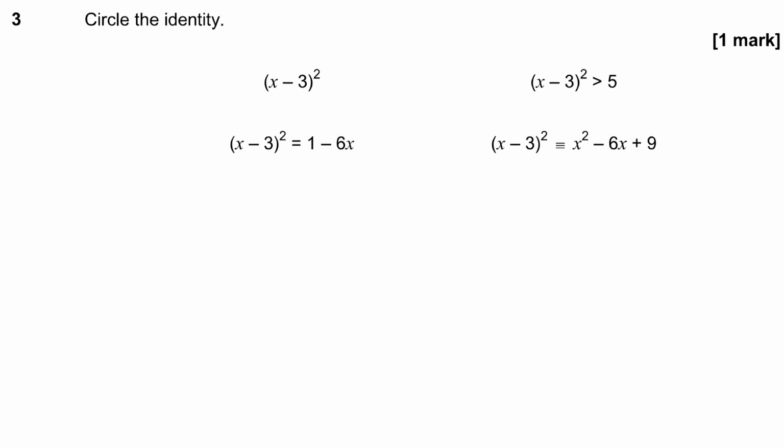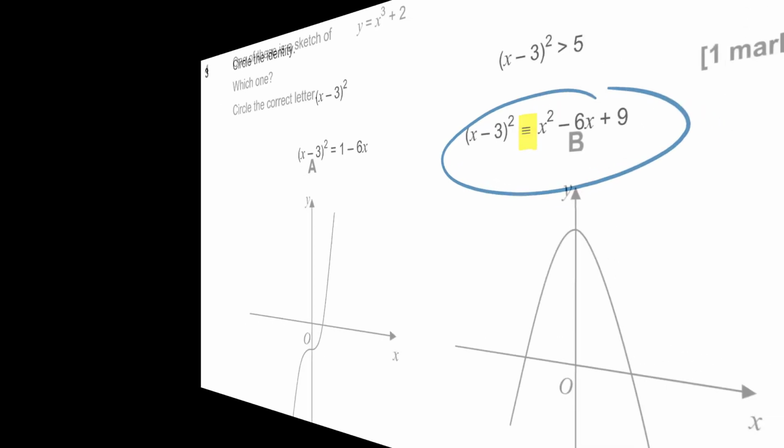Question 3, circle the identity. Well, identities have 3 lines like that, so that one is the identity. The others are an expression, an equation, and an inequality.